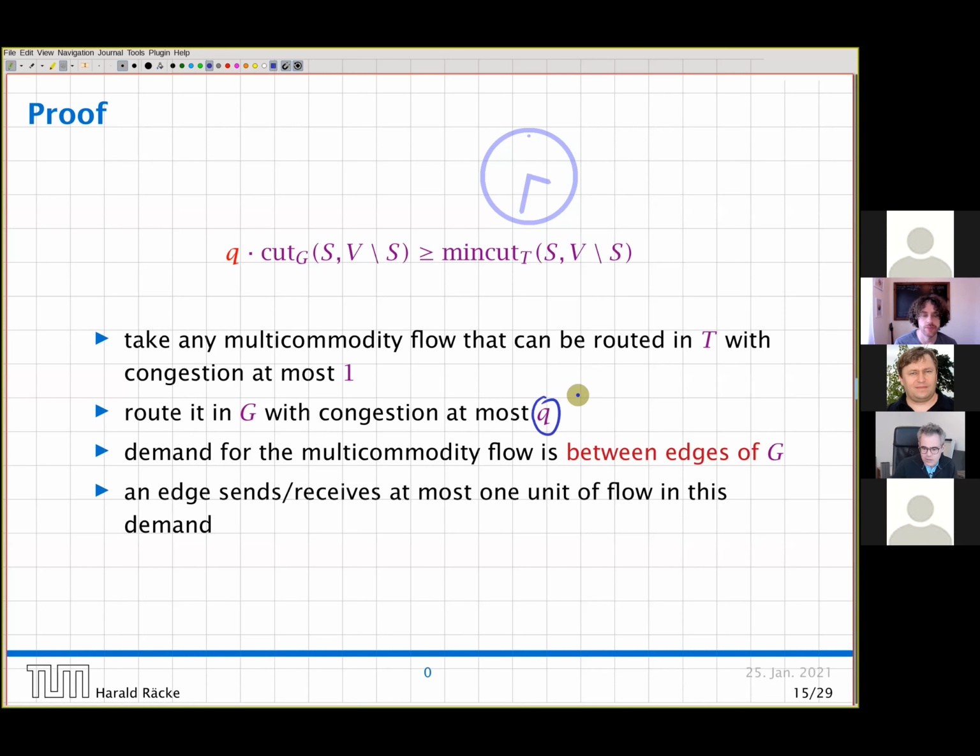And here now I actually have a multi-commodity flow between edges of G. So I have some multi-commodity flow problem, and this is between edges of G. And now what does it actually mean that I have a multi-commodity flow problem between edges of G and I want to route it in T? Here each edge sends and receives at most 1 unit of flow. What does it mean to route this in T?